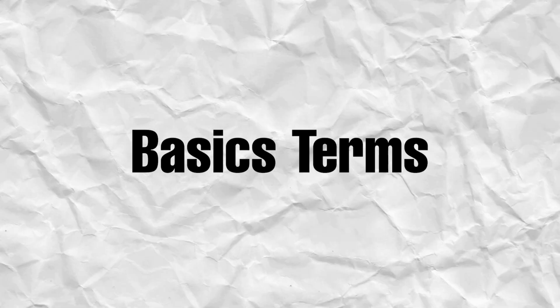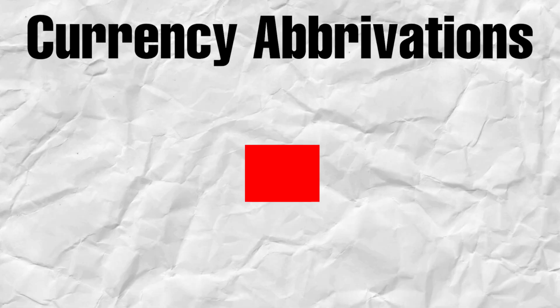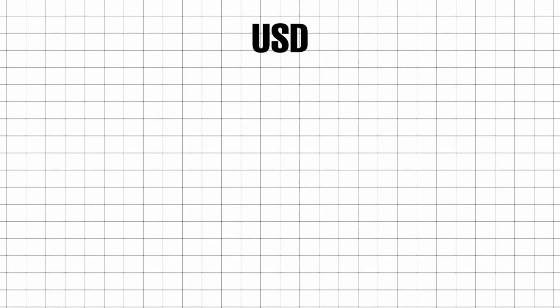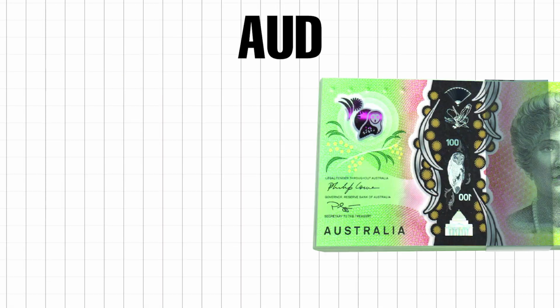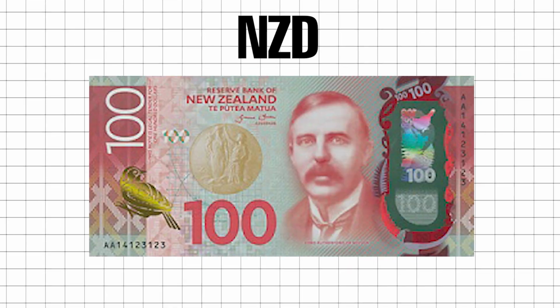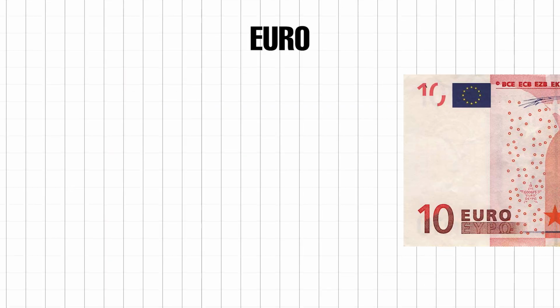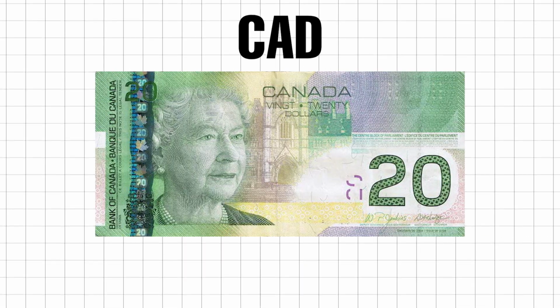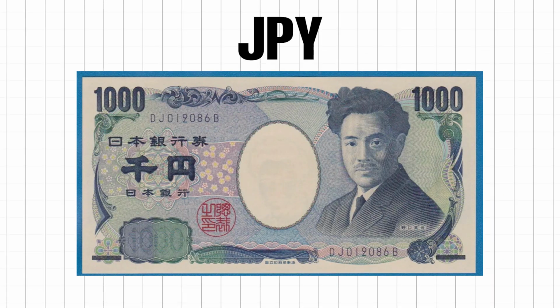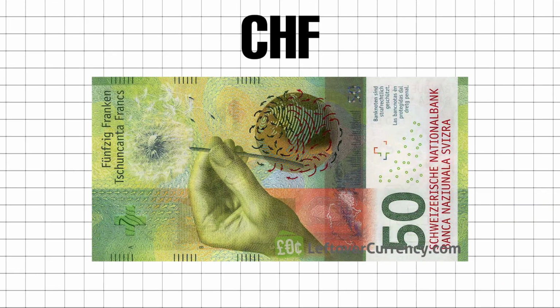Let's now talk about some basic terms you should know. Each currency has a short 3-letter code called an ISO code. Here are a few. USD is the US dollar. AUD is the Australian dollar, also called the Aussie. NZD is the New Zealand dollar, the Kiwi. EUR is the euro. CAD is the Canadian dollar. GBP is the British pound. JPY is the Japanese yen. And CHF is the Swiss franc.